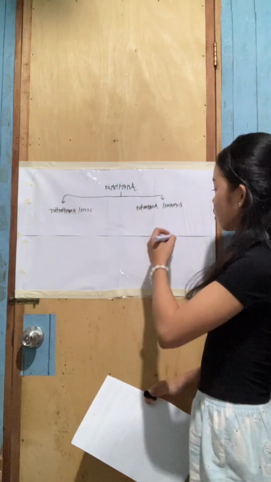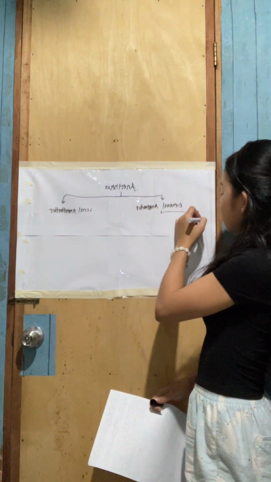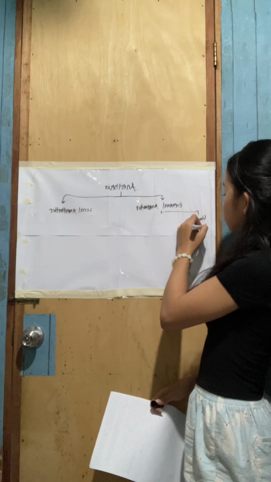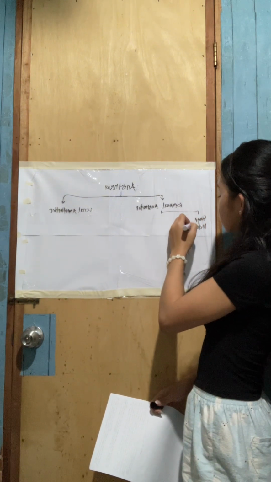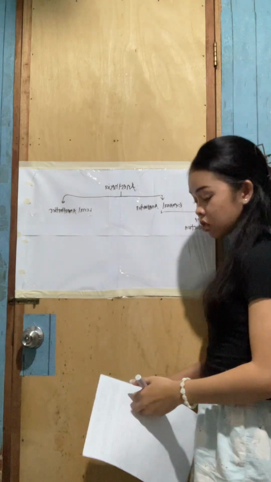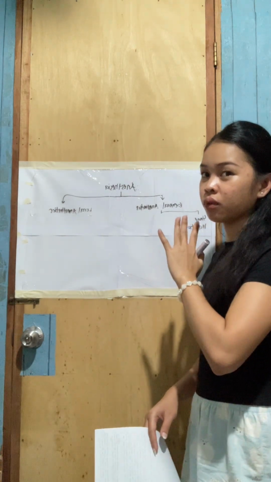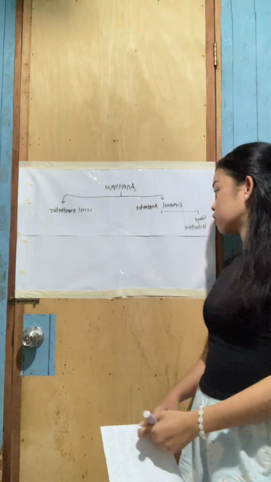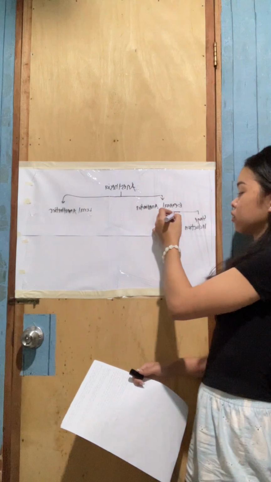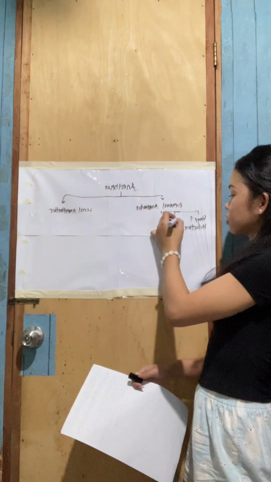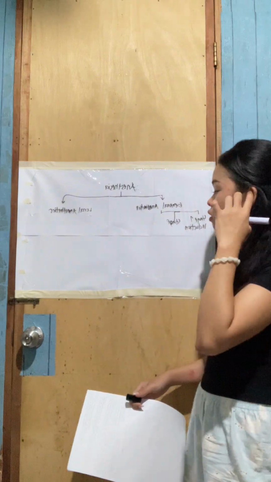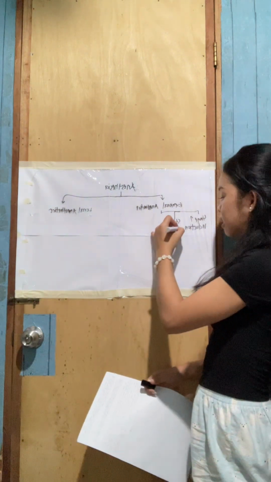So the first stage is known as the induction. Induction is a period from the state of consciousness to the state of unconsciousness. Next, we have the second stage, known as the excitement.